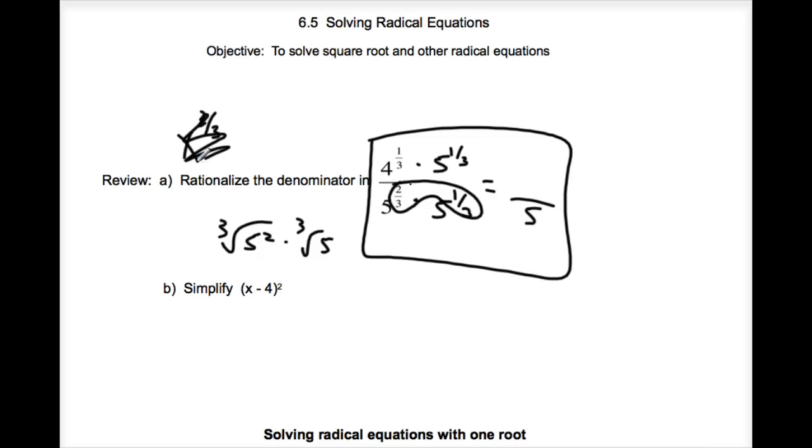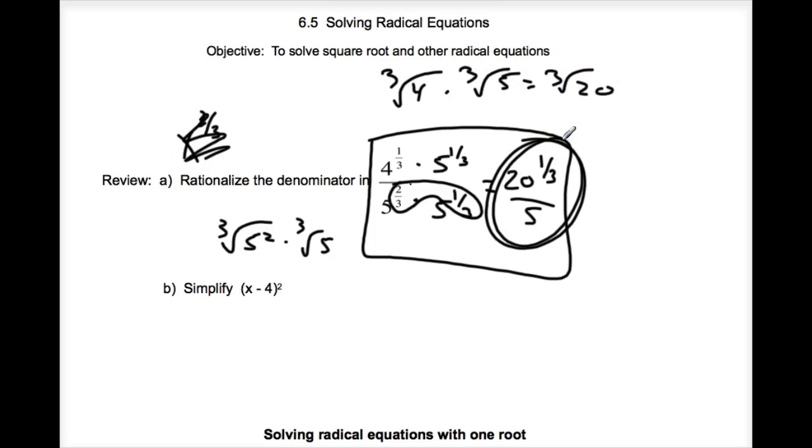On the top, the exponents are the same, so they stay 1/3, but you take the 4 times the 5 and get 20. On the top, that's like the third root of 4 times the third root of 5, which is the third root of 20. Okay? This is a good answer right here. Or if you want to write it as the third root of 20 over 5, that would be good as well. Don't reduce the 20 and 5. If the 20 is in a root, the 5 isn't.